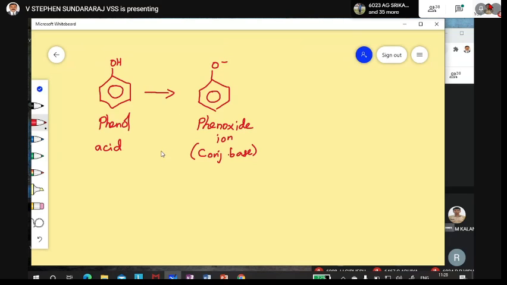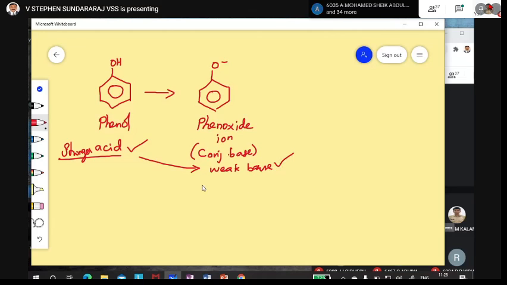So, can I conclude phenol is a stronger acid by proving that its conjugate base is a weak base? Correct or not? It can be a stronger acid only when its conjugate base is a weak base. Weak conjugate base means what I told you? More stable. That means when compared to these two structures, this phenoxide structure is more stable.